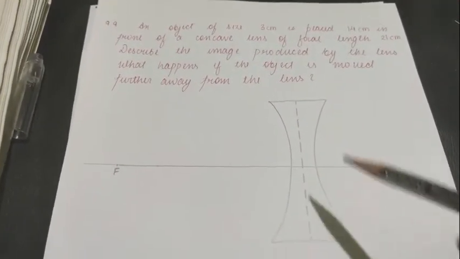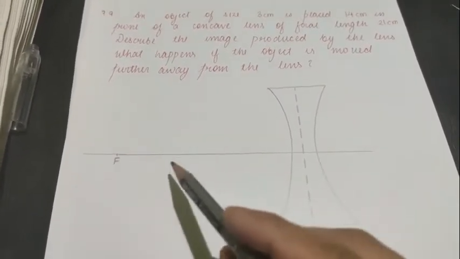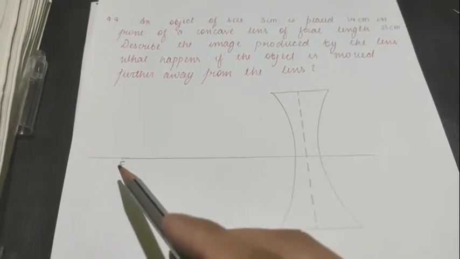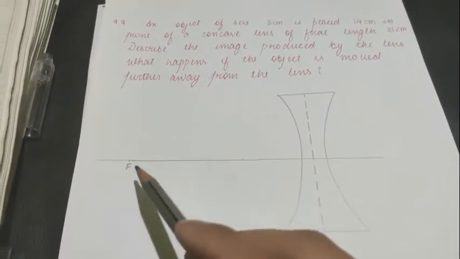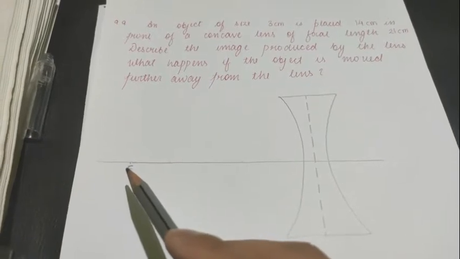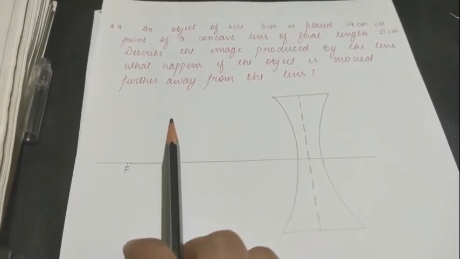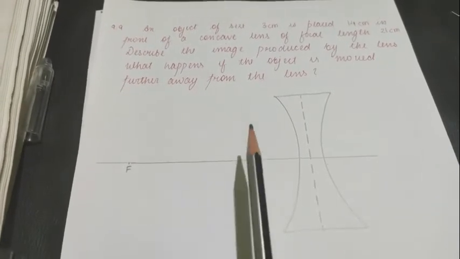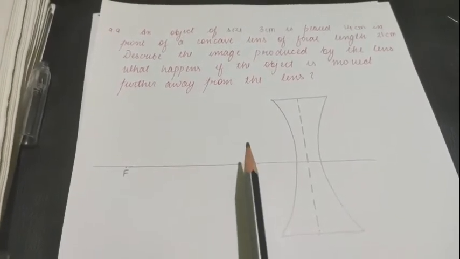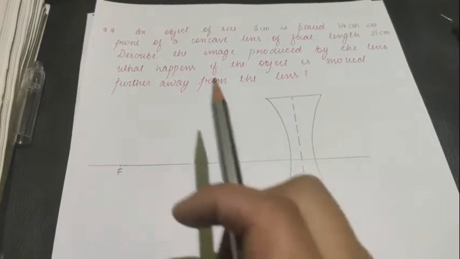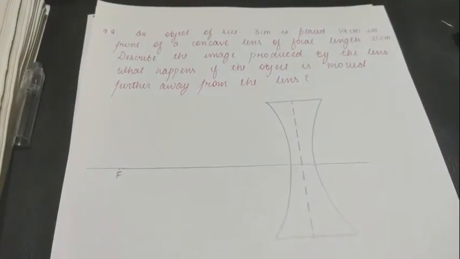So in the question they have said you have which kind of a lens? A concave lens. This concave lens has some focal length, clear, at your primary focus f. Now what they have said is that there is an object placed in front of a concave lens. This object forms an image. They have asked you to describe the image produced, clear.